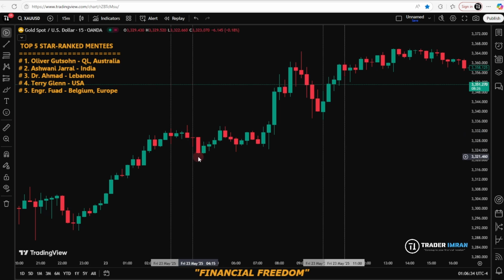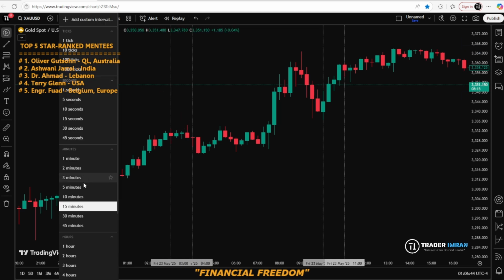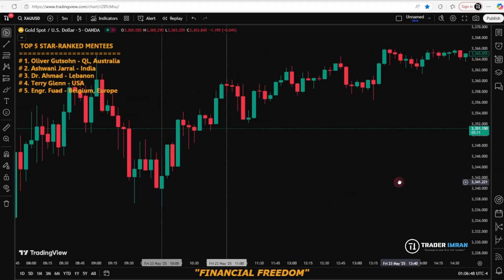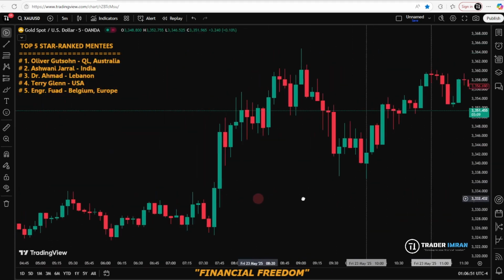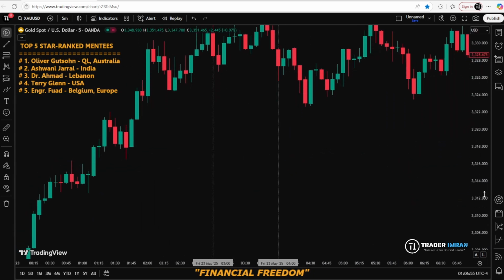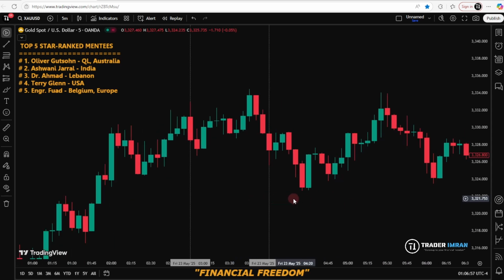First things first, we must look for the liquidity sweep, to which side price is going to sweep the liquidity. For that, we'll shift to the 5 minutes time frame. Here it is. Just have a look. This is a London Silver Bullet. Let's see how it works.